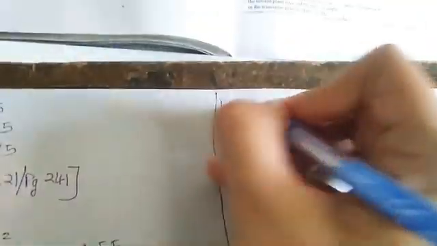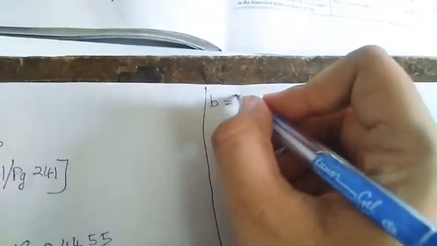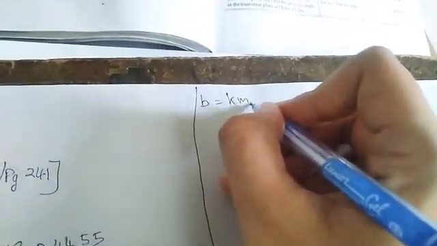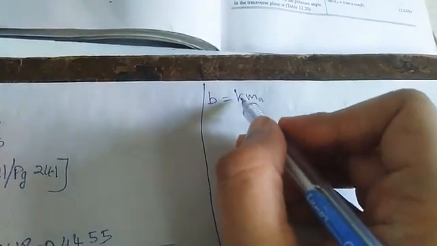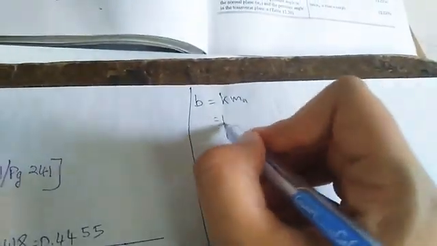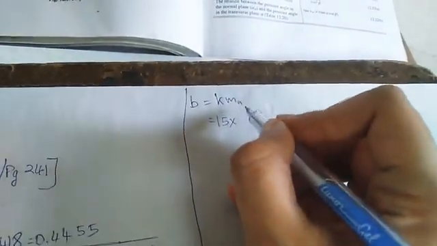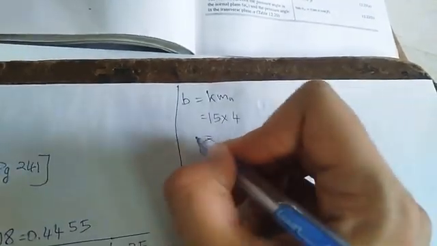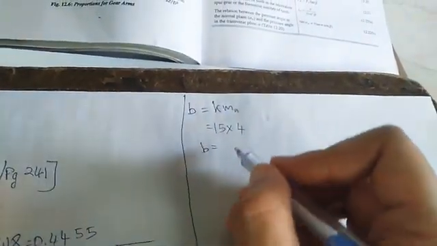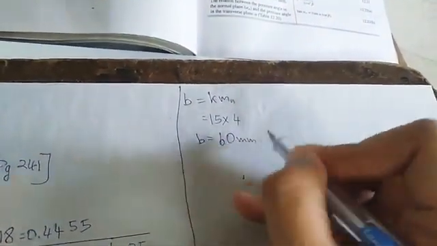Next, we shall find the value of face width B. Face width B is equal to K into Mn. K we had assumed as 15. So 15 into Mn, Mn is 4. B is equal to 60 mm.